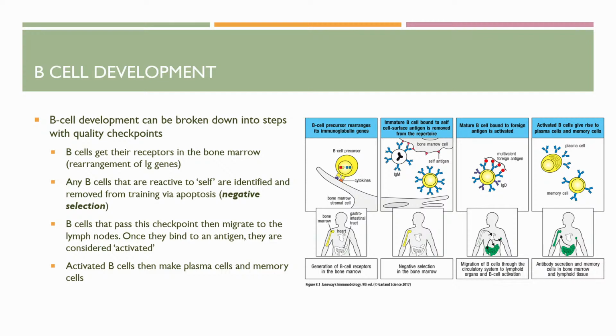But if a B cell has any receptors on it that are reactive to self, then those are identified and removed from that process. They are removed by programmed cell death, so apoptosis, and that's called negative selection. So your body, when it's developing B cells, goes through a process to remove any that are going to react to self. Then the B cells that pass this checkpoint can migrate to the lymph nodes, where they can bind antigens. Once they bind the antigen, they're considered activated. And then activated B cells can make plasma cells and memory cells.